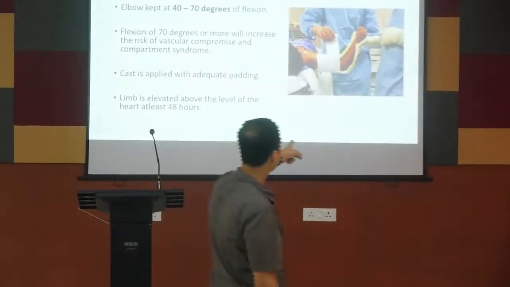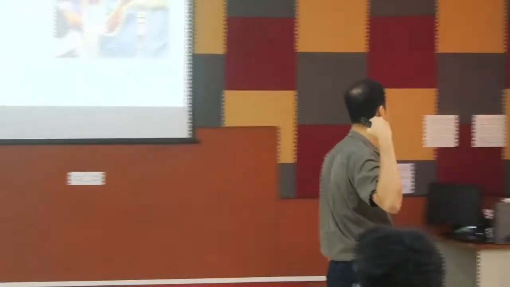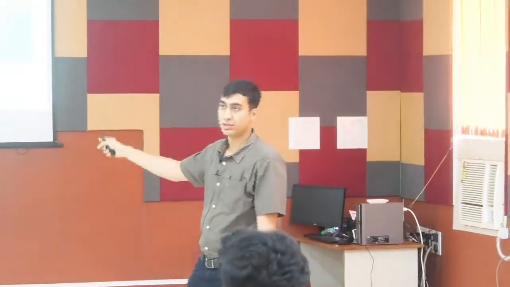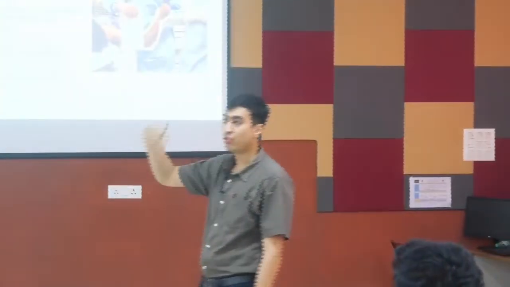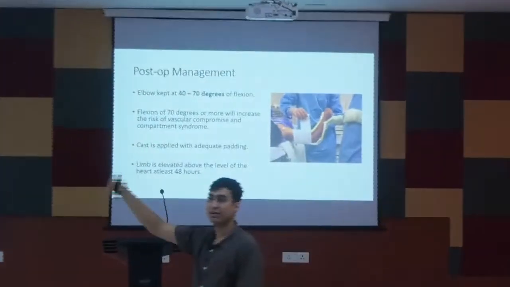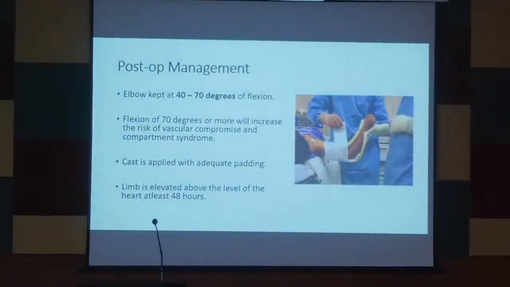Post-operative management, see how they have flexed it, 20 to 40 degrees of flexion. They are not doing it beyond 90 degrees. So that is important. And very important, you can elevate the limb also. You have to elevate, because it should be above the heart level. If it is above the heart level, the edema drains off. The more edema drains off, the quicker recovery you get.